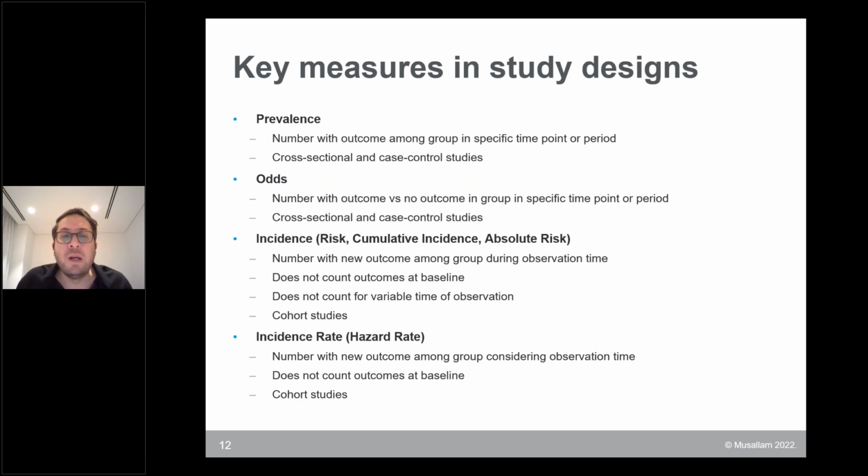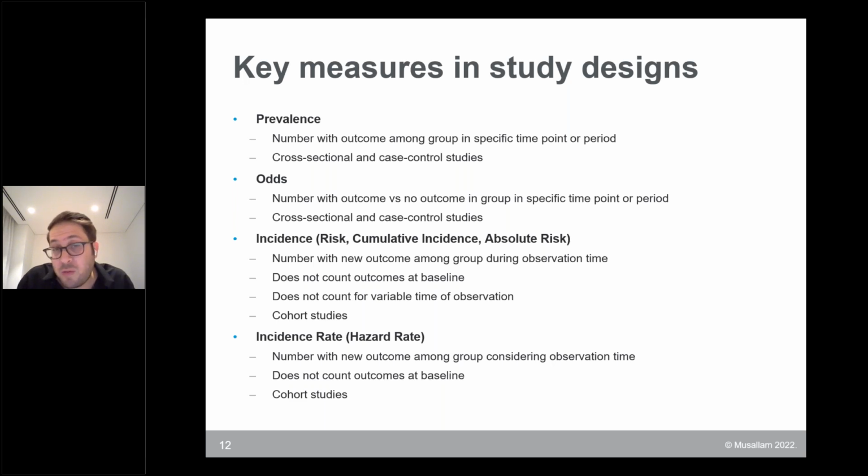If you were with us last time, the odds is the number of individuals with the outcome versus those without the outcome in one group in a specific period of time. While the incidence, which we can call risk, cumulative incidence, or absolute risk, these all mean the same thing, is the number of people with a new outcome among a group during an observation period of time, not a specific point of time.